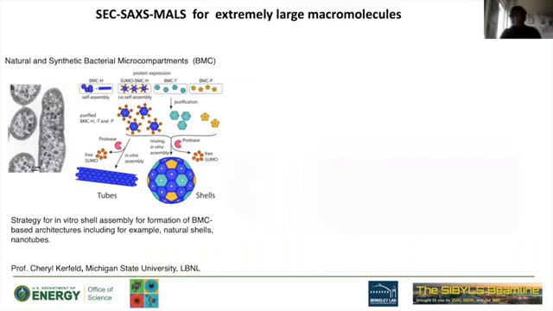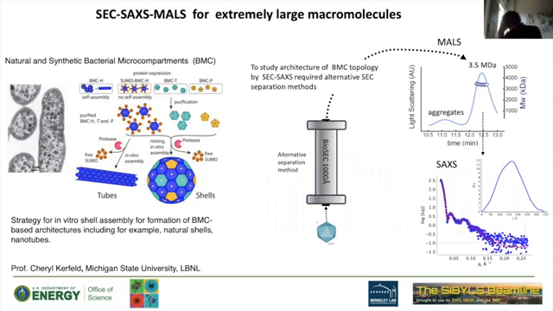We also allow users to send their own columns. The biggest column we use is a 804 Shodex, which is good for about 1.2, 1.3 megadalton particles. That's maybe too small for you if you have a really large particle. We're working with Kerfeld on some ideas about large assemblies like synthetic bacterial microcompartments. Those are 3, 4, 5, even 10 megadaltons in size.